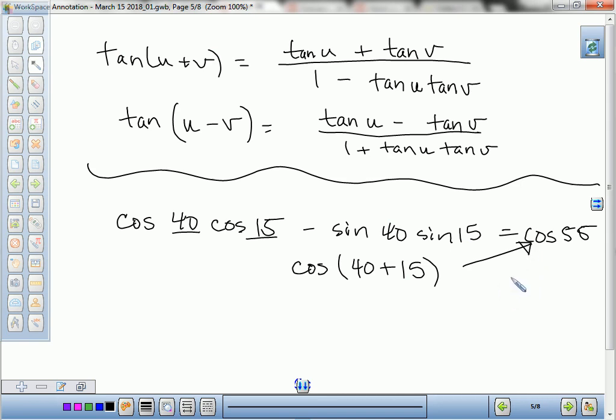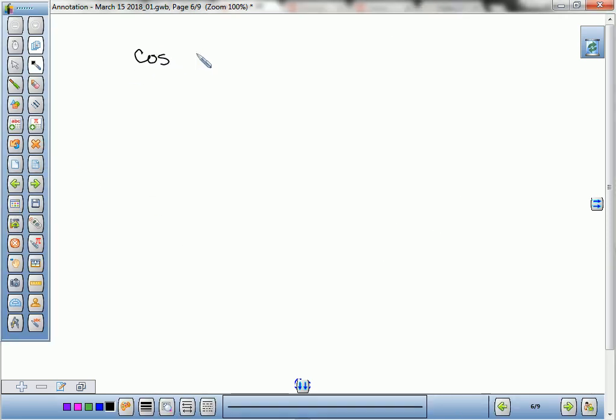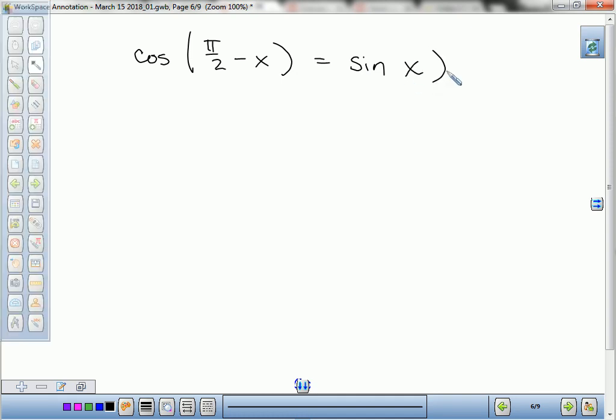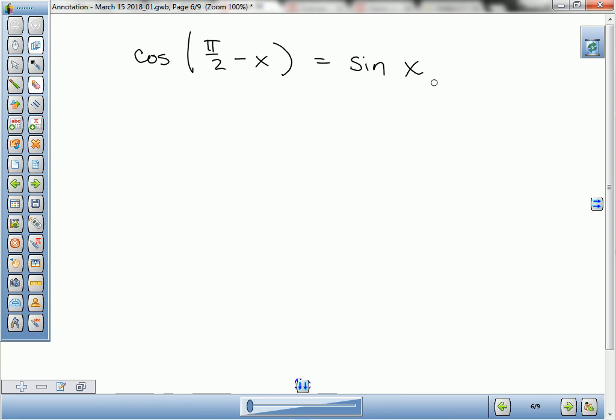Yeah. All right, now we're going to do where I give you an identity and we're going to prove it. Let's say we have cosine of pi over 2 minus x, and we're going to prove that it's equal to sine of x. That parentheses is just extra.